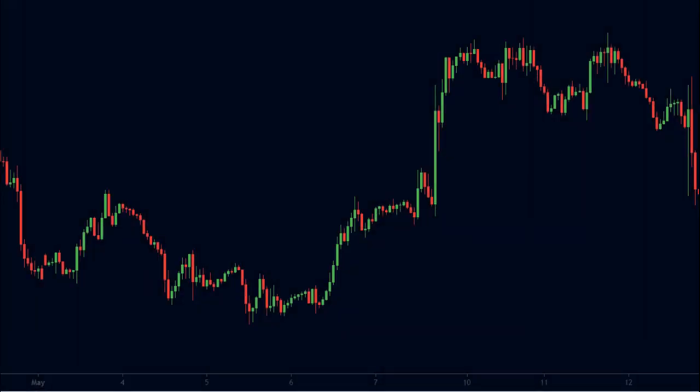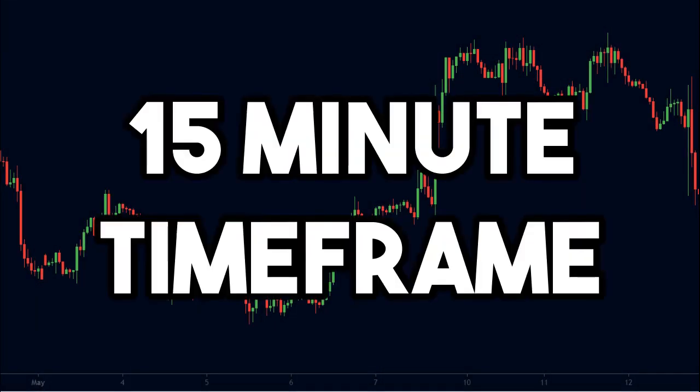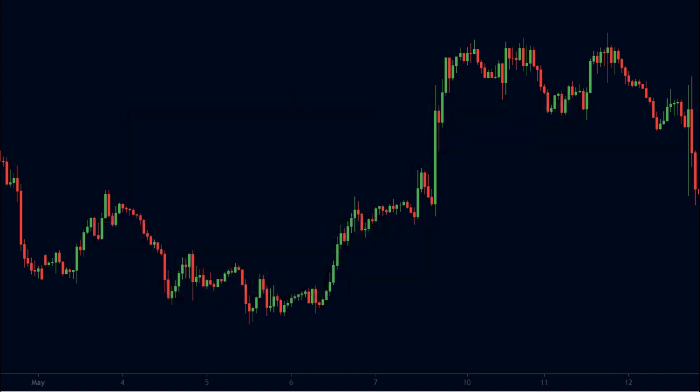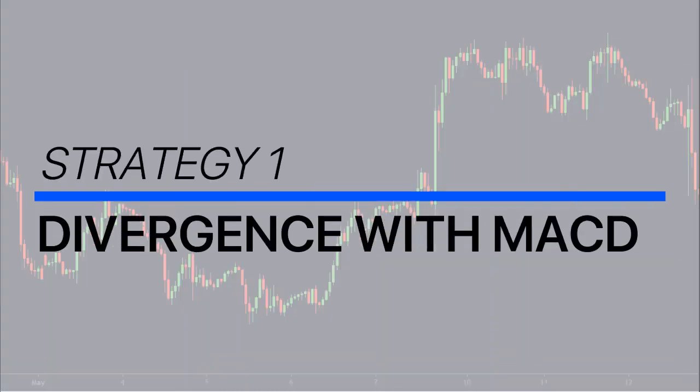An important point to note here is that we will use the 15-minute timeframe for this strategy. I believe that timeframes shorter than 15 minutes have a lot of unnecessary market noise. Hence, I recommend using a 15-minute timeframe or higher. With that being said, let us start with the MACD indicator.